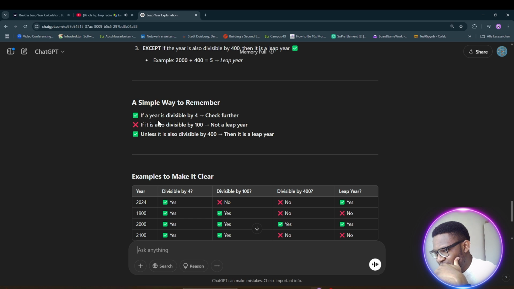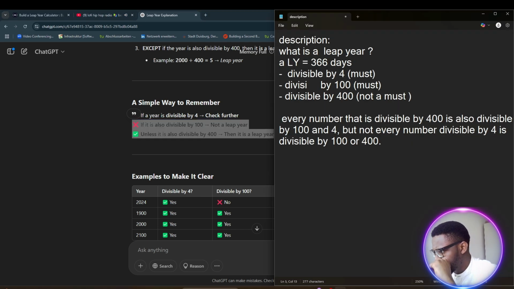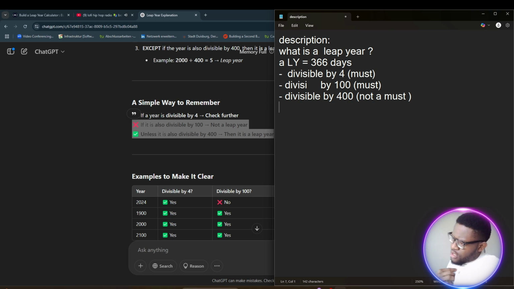There's no way to remember. If the year is divisible by 4, check further. If a year is divisible by 100, not a leap year, unless, okay, both of these conditions are met. I see, I can use an OR statement, or logic gate.